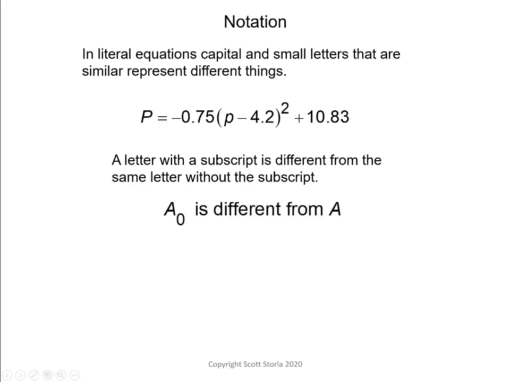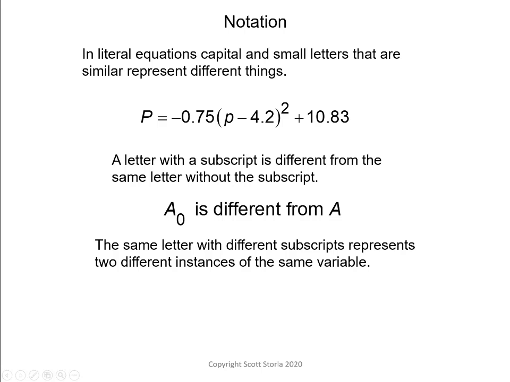If you have a letter with a subscript, it's different than a letter without. So here, for instance, A sub naught. Naught is an old word for 0. A sub naught is different from A. And the same letter with different subscripts represents two different instances. We've seen this with the slope formula, for instance, where we had x1 and x2 and y1 and y2, and both of those x's come from the same set of numbers. It's the real numbers on the x-axis, for instance, but the x1 and the x2 imply that it's two different x values.